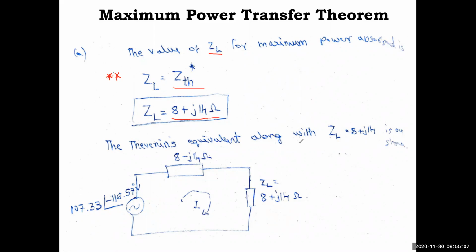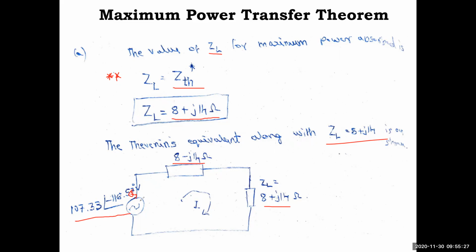Now Thevenin's equivalent circuit along with ZL is shown here. ZL we had removed earlier, and now we have connected it with a value. So this is 8 minus J14 and this is 8 plus J14, and here you have the voltage we calculated, 116.565 degree volt. Now we take the current I here.